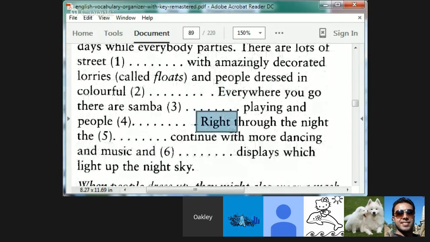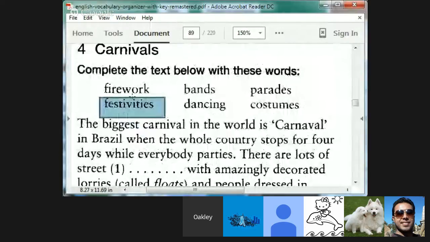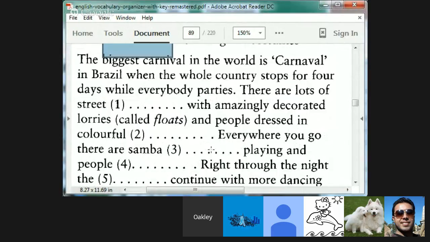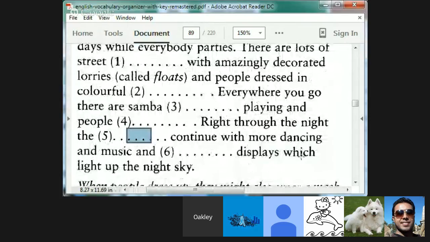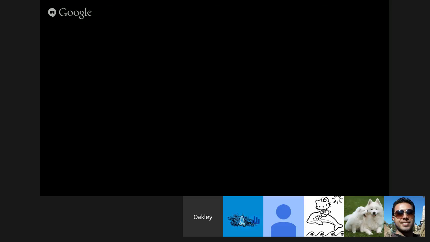Okay, Carlos, last one here. I'm already late. Right through the night, the parade. Festivities is probably the word. The festivities continue with more dancing and music and fireworks displays which light up the sky. When we use it as an adjective, notice there's no S: firework displays. When we talk about it as a noun, we call them fireworks. I'm going to buy some fireworks, for example.